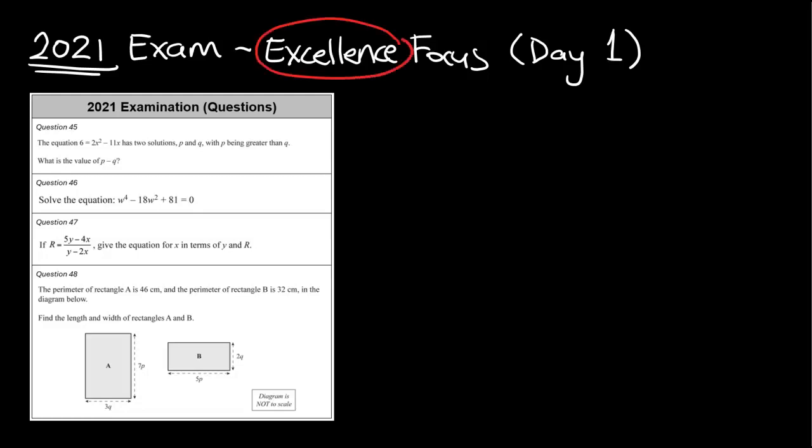In this video, we're focusing on all the excellence questions for the 2021 exam. Let's get straight into it with question number 45 from the website. So the equation, and we've been given it here, has two solutions. Those solutions being P and Q, and P is the biggest of them. We've been asked to find out, well, what's P minus Q?